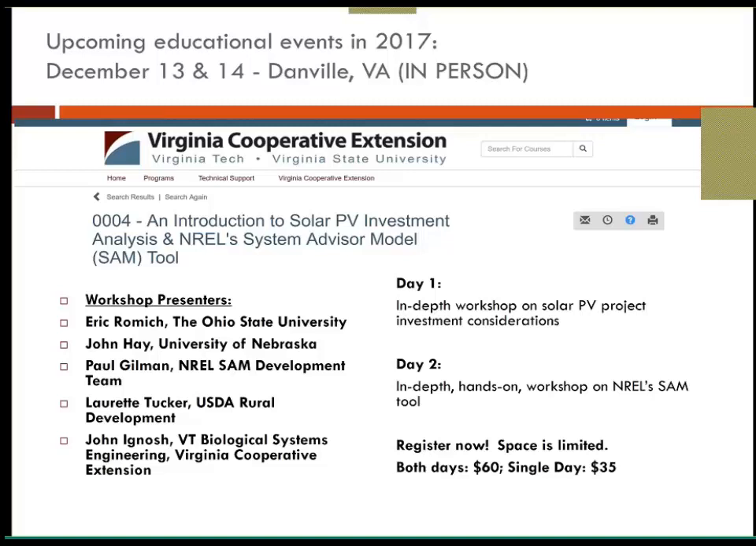Register for both days at $60 or register for a single day at $35. Again, the first day will be more on the PV project investment considerations, and then Day 2 will be focused on exploring these projects through the SAM decision support tool with Paul Gilman. Eric and John Hay and Paul will also be there on Day 1, as will myself and Laureate Tucker from USDA Rural Development to share some information on their programs related to energy efficiency and renewable energy for farms and rural small businesses.